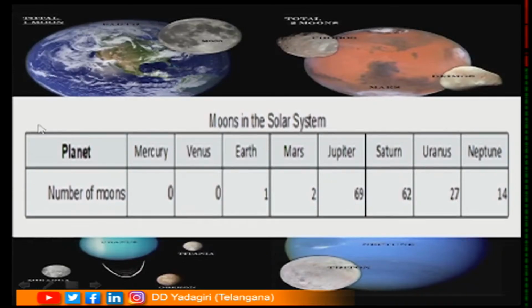So, Mercury has 0 satellites, Venus has 0 satellites, Earth has only one natural satellite, one moon, Mars has 2 satellites, Jupiter has 69 satellites, Saturn has 62 satellites, Uranus has 27 satellites and Neptune has 14 satellites.